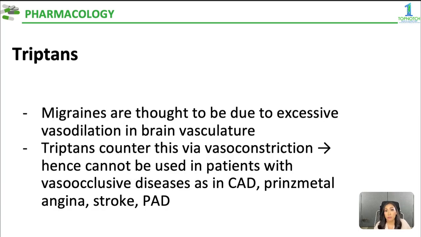So, let's discuss triptans. Migraines are thought to be due to excessive vasodilation in brain vasculature. Triptans counter this via vasoconstriction. Hence, they cannot be used in patients with vaso-occlusive diseases as in CAD, Prinzmetal angina, stroke, and PAD. So, be careful when you're prescribing sumatriptan, okay?